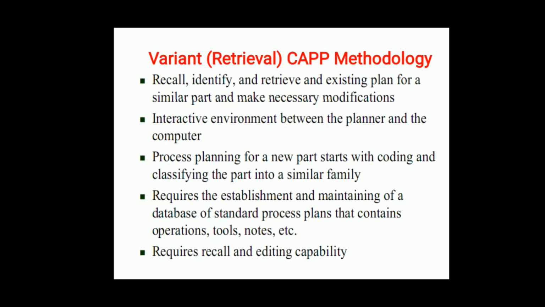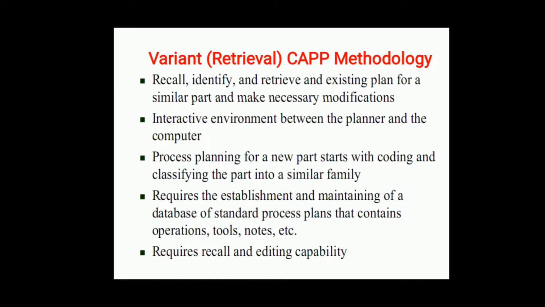Second, an interactive environment between the planner and the computer. Whatever computer process plan we are going to make, we make it using a skilled planner, so in between there has to be some interactive nature. Third, process planning for a new part starts with coding and classifying the part into the similar family. Before making the process plan, we have to make a new code and classify it into the similar family, from which we are going to create the new part. We have to take care regarding this.